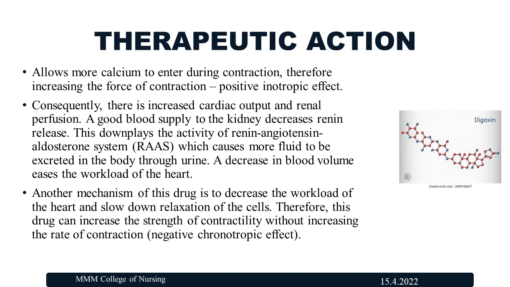decreases the renin release. This downplays the activity of the renin angiotensin aldosterone system, which causes more fluid to be excreted from the body through urine, which decreases the blood volume and the workload of the heart. Another mechanism of this drug is to slow down the relaxation of the cells. Thereby this drug can increase the strength of contractility without increasing the rate of contraction.